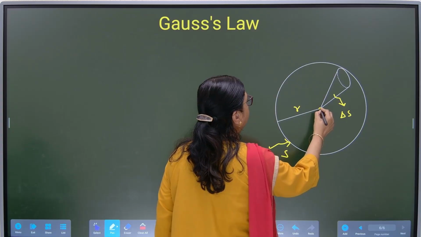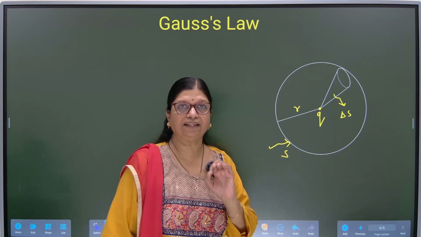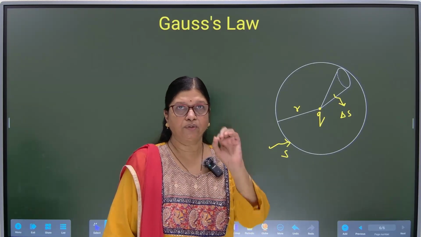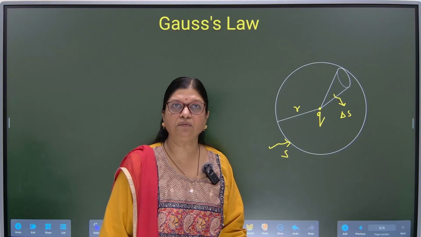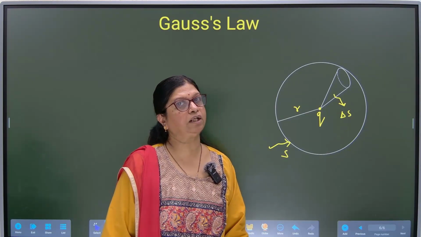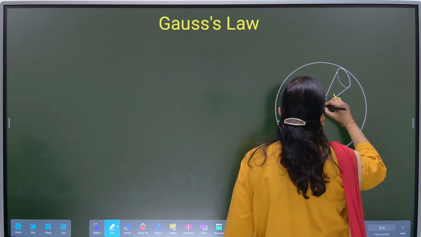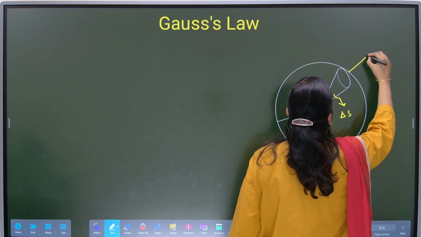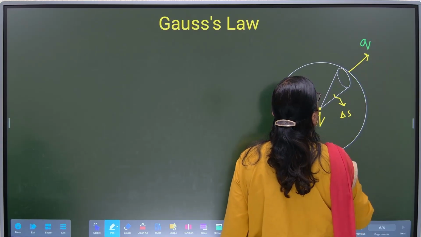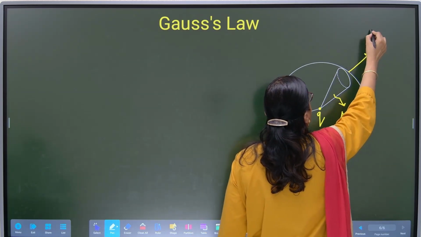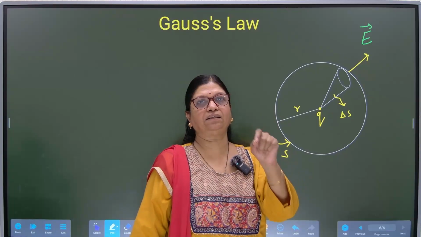Now, as per the rule for the direction of the electric field due to a charge, if it is positive, I have to show the direction of the electric field radially outwards from the charge. So I can show it radially outwards from the charge. This is the direction of the electric field due to the charge Q placed at the center of the sphere.